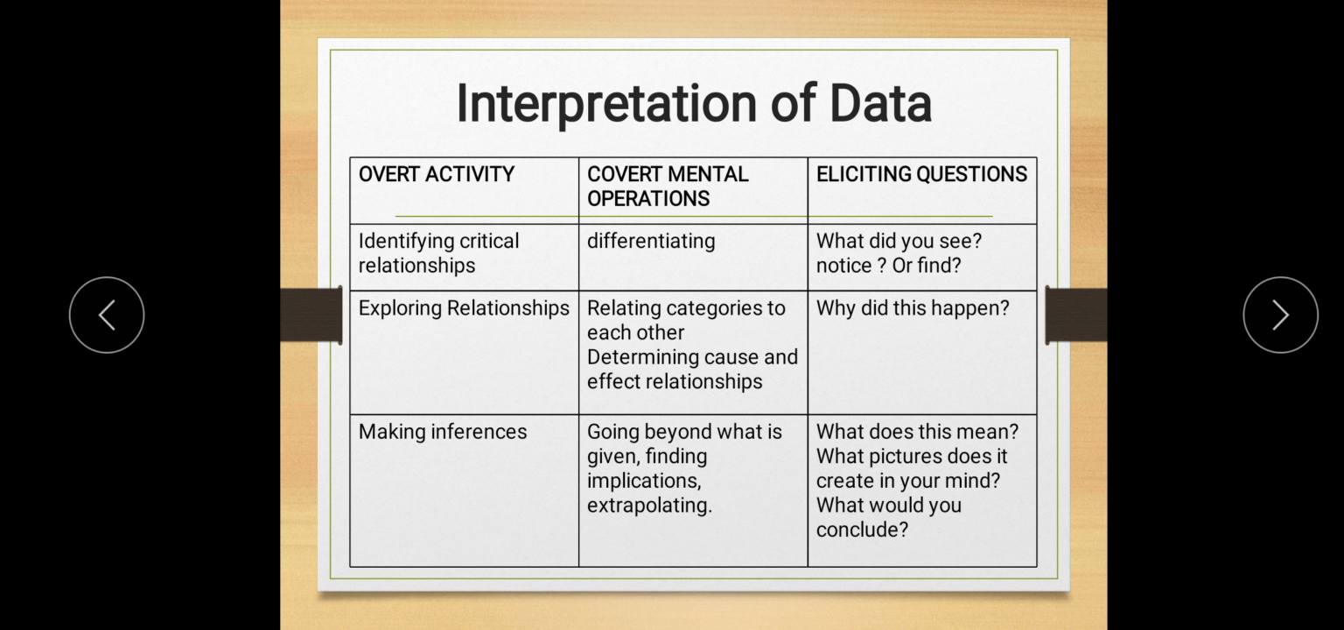Okay, so I will write few characteristics of first category and few characteristics of the other, by which I am relating both the categories. Now the third one is making inferences, going beyond what is given, finding implications or extrapolating. What does this mean? What picture does it create in your mind? What would you conclude? Now here the important stage is making an inference.